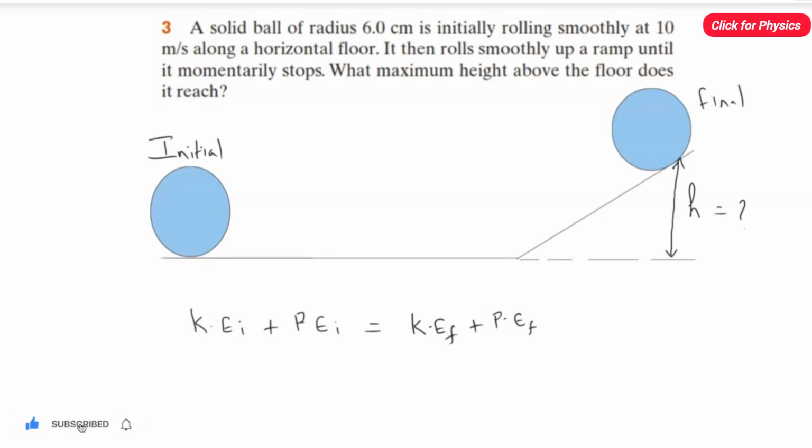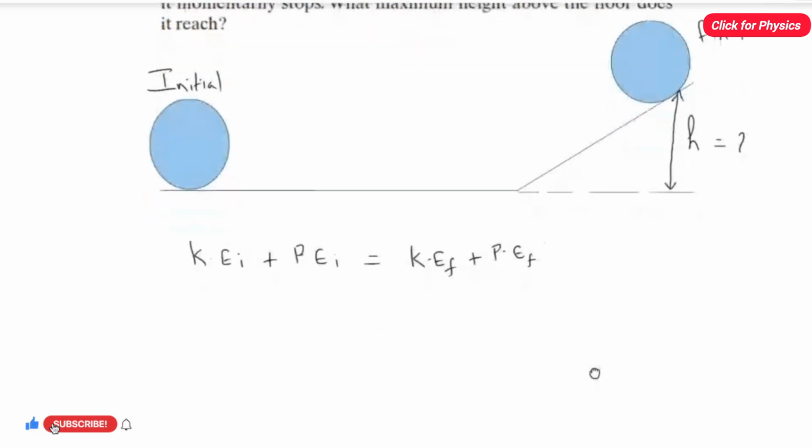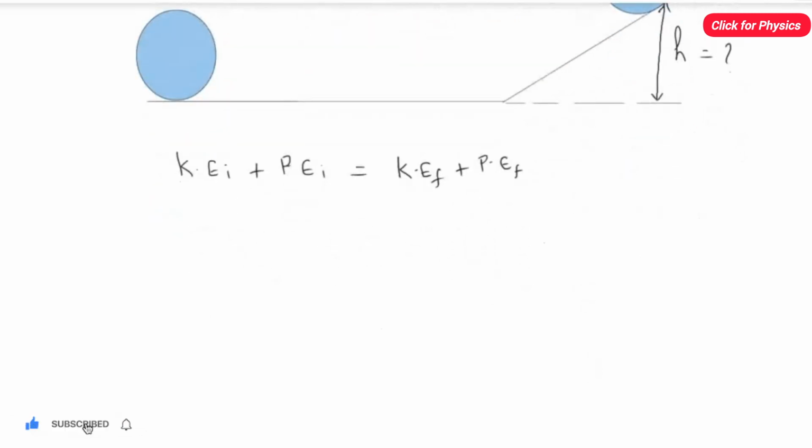Now you can see they clearly mentioned the ball rolls smoothly. That means when the ball is rolling smoothly on the horizontal surface, it will have two kinetic energies: the kinetic energy based on the translation, and the kinetic energy for the rotation, right? So we are going to apply the rule for the kinetic energy for the rotation plus the kinetic energy for the translation. Clear? So let's write the formula for the kinetic energy for the object which is rolling smoothly.